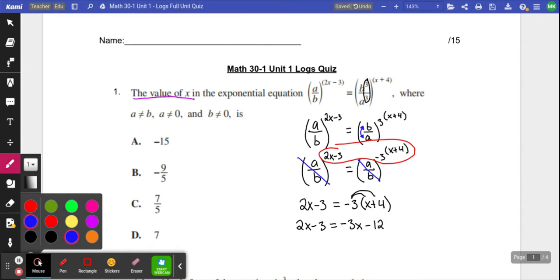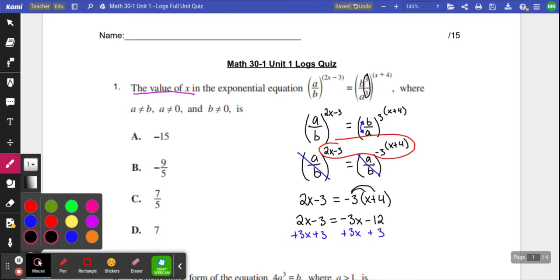Then I'm going to move my x's over so they're on the same side by adding 3x to both sides. And then I'm going to move that 3 to the other side by adding it. So my x's should end up on the left. I have 5x. And my constant should end up on the right. I have negative 9. Last step here is divide by 5. And I have x equals negative 9 over 5.